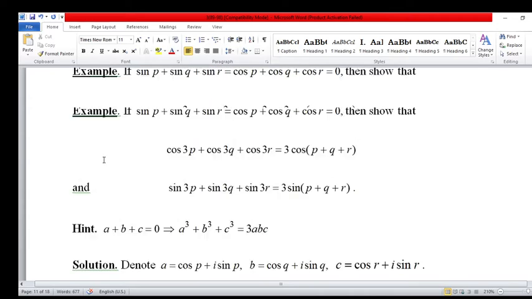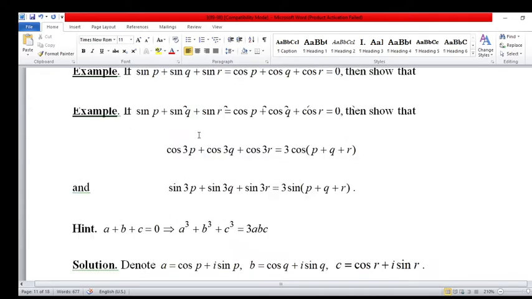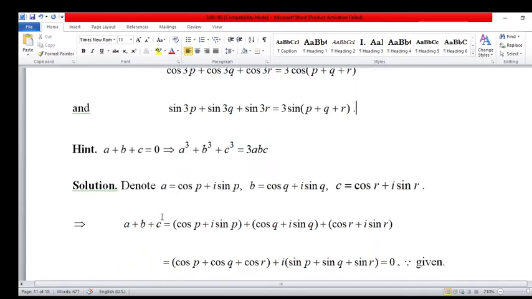Now the solution. Again, this condition is given, so apply this condition. Denote a is equal to cos p plus i sin p, b is equal to cos q plus i sin q, c is equal to cos r plus i sin r. This implies the values of a, b, c. This hint is given: a plus b plus c is equal to 0.